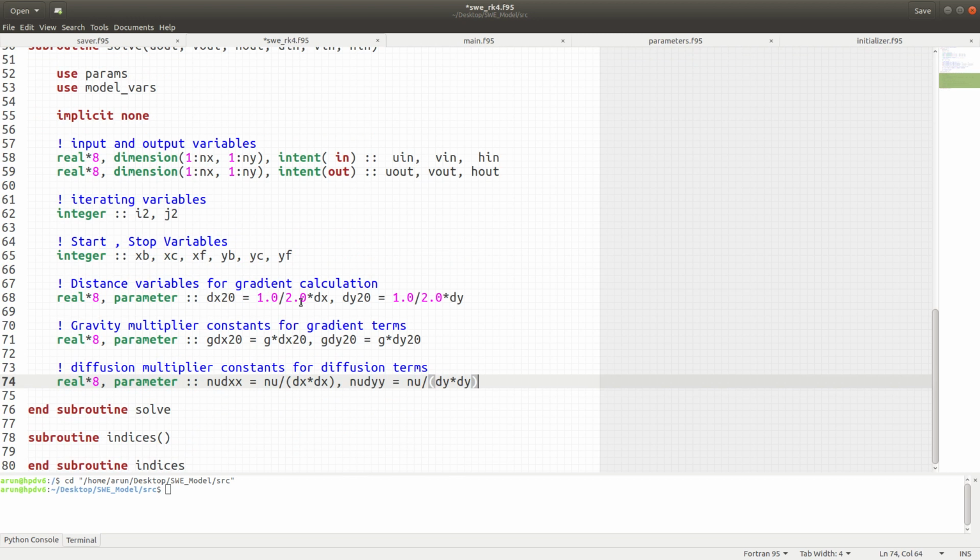So this dx20 is going to be 1 divided by 2 times dx, and dy20 is 1 divided by 2 times dy. Then the gravity multiplier constants gdx20 and gdy20 are actually gravity times dx20 and gravity times dy20. And then these are the diffusion multiplier constants: nu, the kinematic viscosity, divided by dx squared, and this is nu divided by the distance along the y direction squared, which is dy times dy.